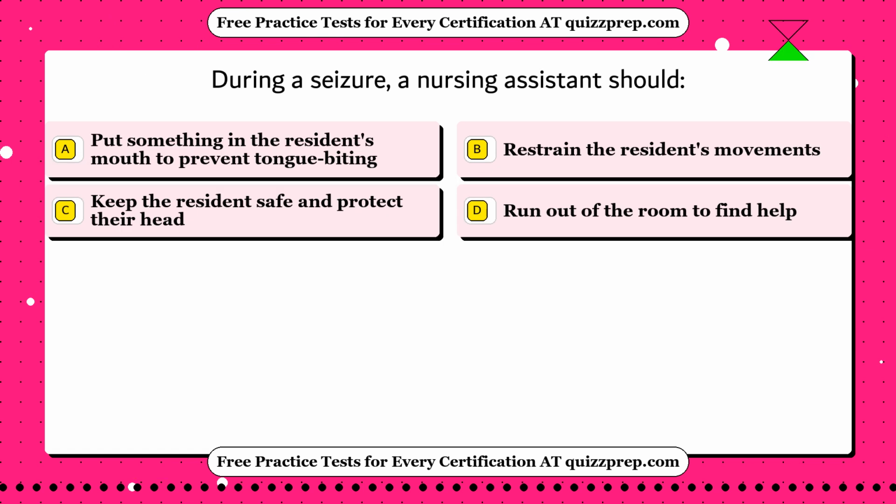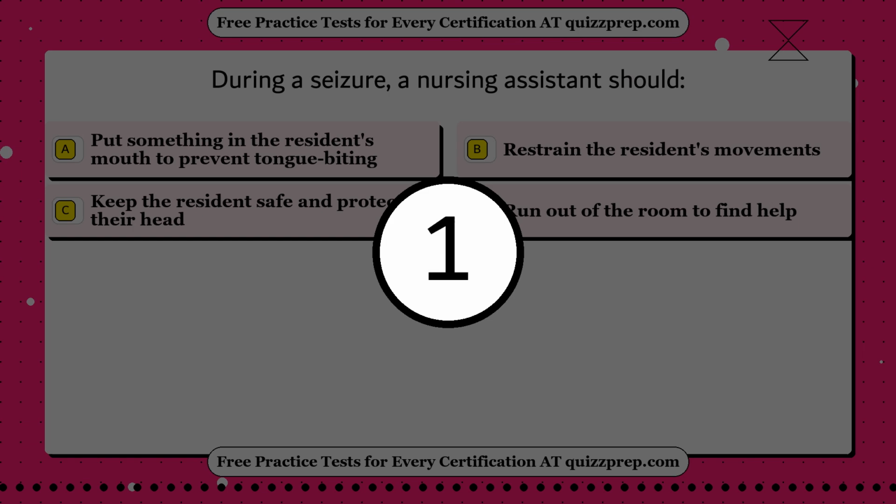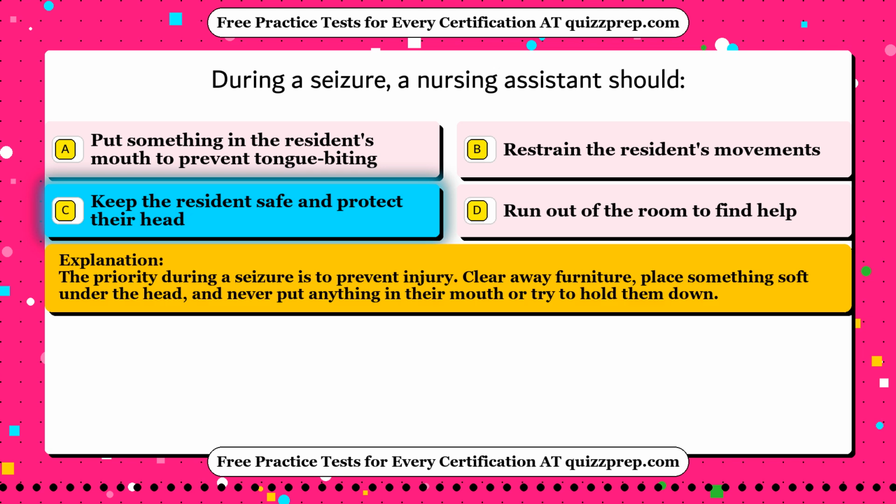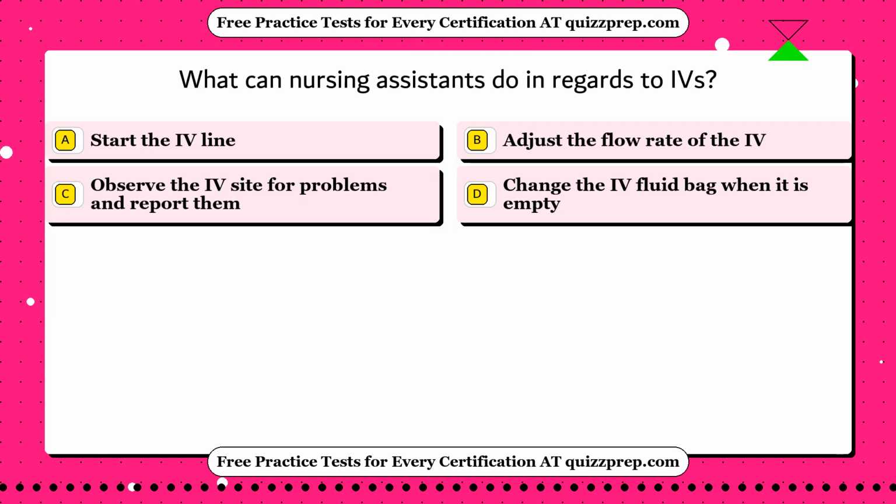Question 58. During a seizure, a nursing assistant should: Option A, put something in the resident's mouth to prevent tongue biting. Option B, restrain the resident's movements. Option C, keep the resident safe and protect their head. Option D, run out of the room to find help. The correct answer is option C, keep the resident safe and protect their head. The priority during a seizure is to prevent injury. Clear away furniture, place something soft under the head, and never put anything in their mouth or try to hold them down.